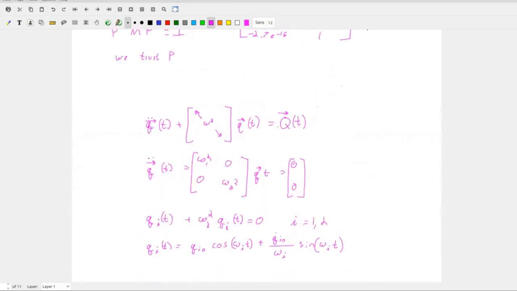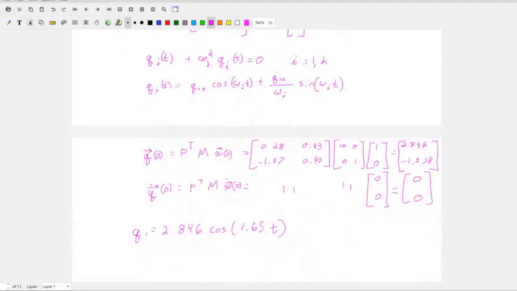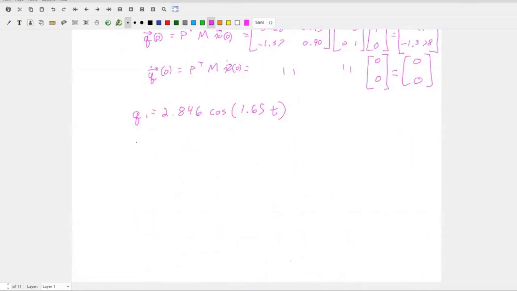Plus, what happens to the second term? What's q dot 1 initial? What's this value? 0, right? So it just falls off. Nothing. So there we go, we have a q1. Now we have a q2 is equal to negative 1.378 cosine of 2.6t.